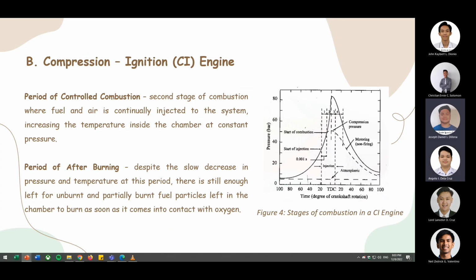Lastly po is yung period of afterburning. Despite the slow decrease in pressure and temperature at this period, there is still enough unburnt and partially burnt fuel particles left in the chamber to burn as soon as it comes into contact with oxygen. So, ang sinasabi lang sa afterburning is yung mga fuel na naiwan dun sa chamber na hindi na-oxidize or nag-combust is magko-combust siya, as the pressure and temperature decreases sa period na to.